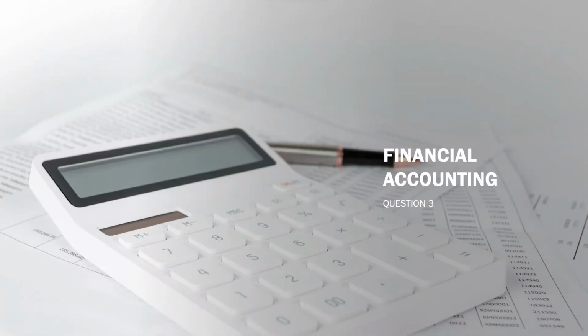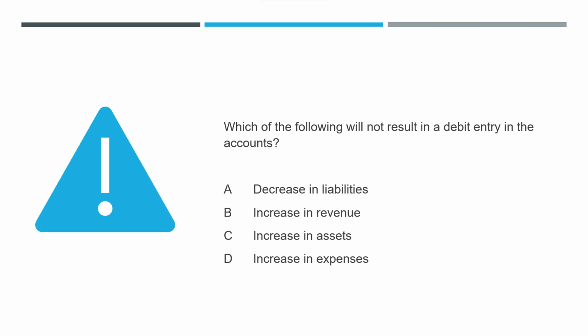Today's question is, which of the following will not result in a debit entry in the accounts? Option A, decrease in liabilities. Option B, increase in revenue. Option C, increase in assets. Option D, increase in expenses.